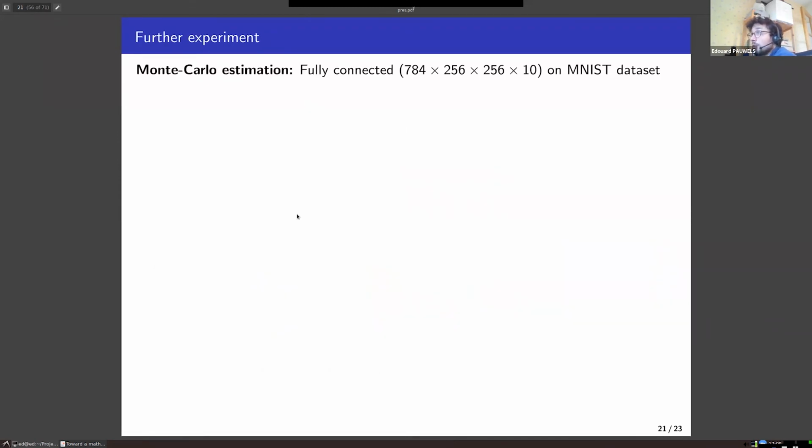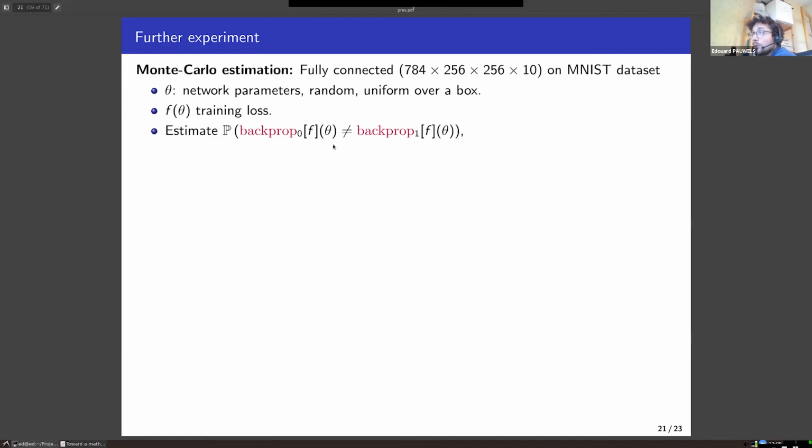Let's push those experiments further. So we considered a fully connected network on the MNIST dataset. So this is a very standard setting. So theta are the network parameters, and here we assume that they are random. We choose them randomly, uniformly over a box. F theta is the training loss related to this problem. And what we try to estimate is the probability that the backpropagation changes when we change the value of ReLU prime at 0. Okay, we want to estimate this probability, and the randomness is over the random draw of the parameters, so the weights of the network. And again, the theory predicts that this probability should be 0.